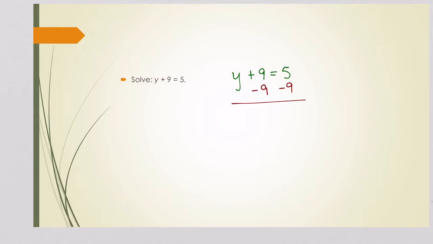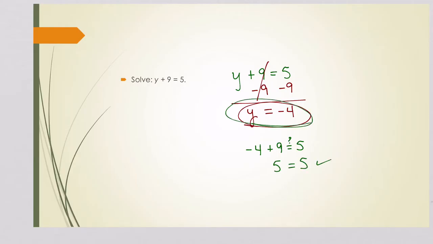So I get that y is equal to, because remember that created 0 and went away, what is 5 minus 9? It's negative 4. So this is my solution, but now I can test to make sure that that is correct. I'm going to take that solution and put it right back into the original problem and see if it makes a true statement. I'm going to put a question mark there because I'm testing this. Negative 4 plus 9, that is 5. 5 equals 5, so I know that my solution, y equals negative 4, is correct.